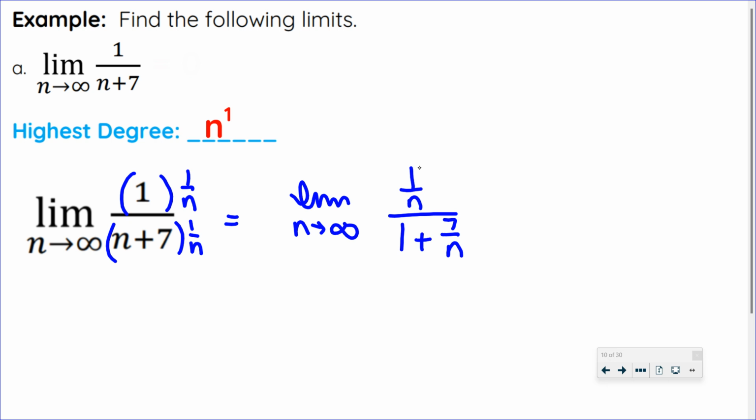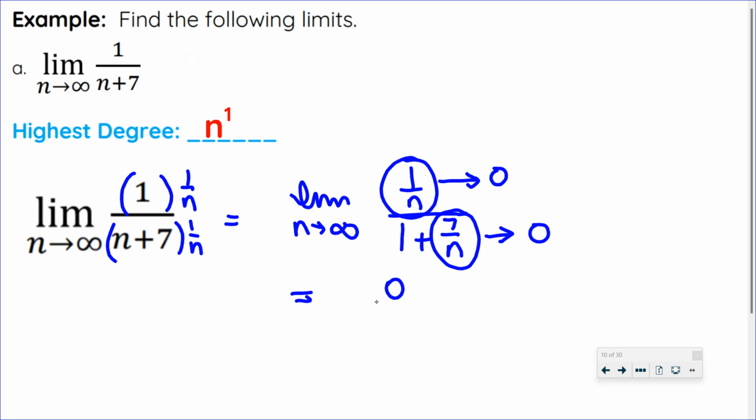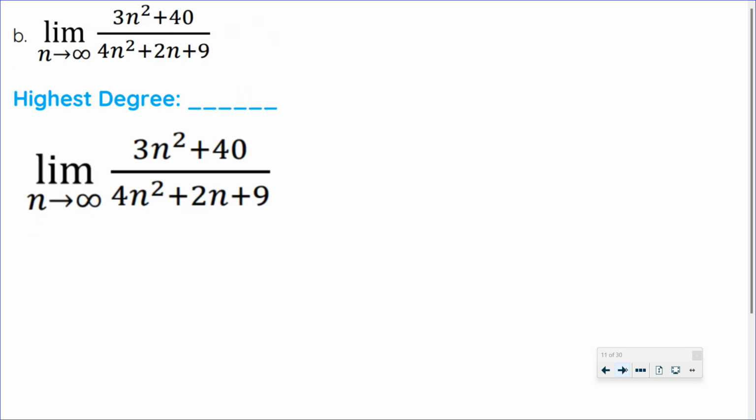So I know from my bottom-heavy definition that this, as I get infinitely big in the denominator, will go to 0. This, as I get the denominator bigger and bigger, will also go to 0. So I'm left with 0 over 1 plus 0. So that means the limit as n approaches infinity of this function here, the whole limit, will just go to a value of 0.